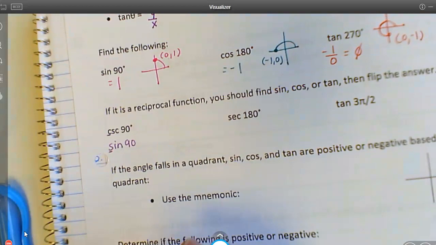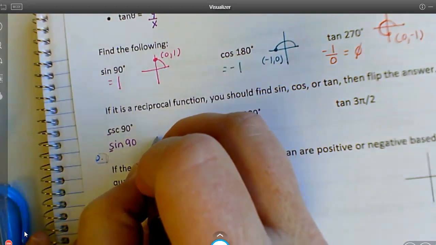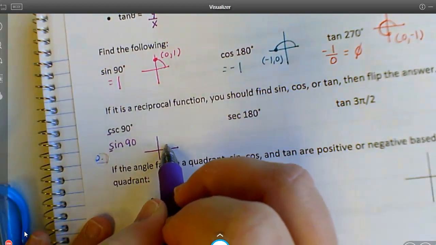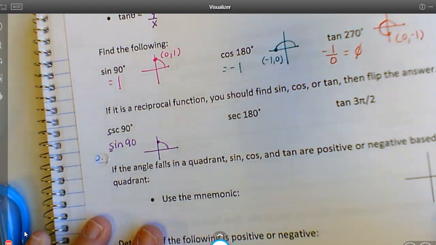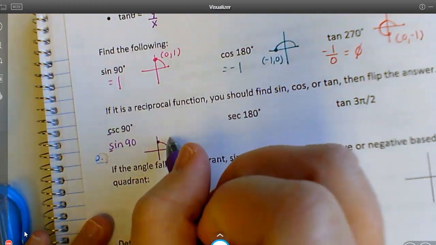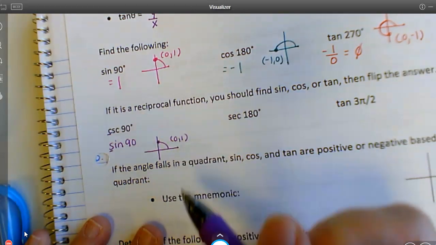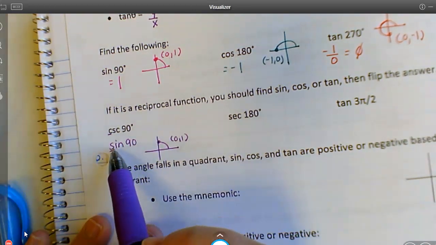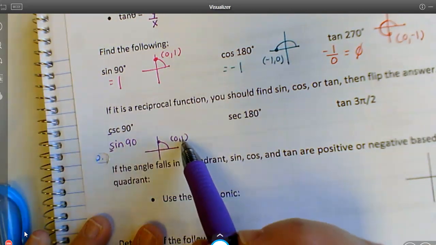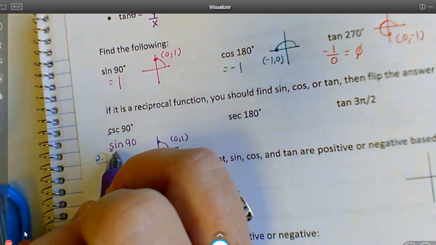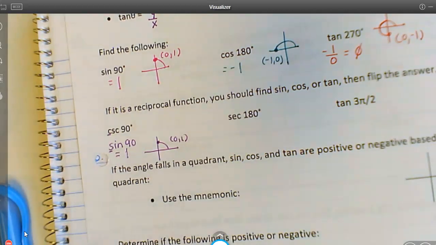So we'll come back to cosecant in a minute. Let's think about sine of 90. We're going to graph 90. 90's up there. I know that that coordinate is 0, 1. I also know that sine is the y coordinate. So sine of 90 is 1.